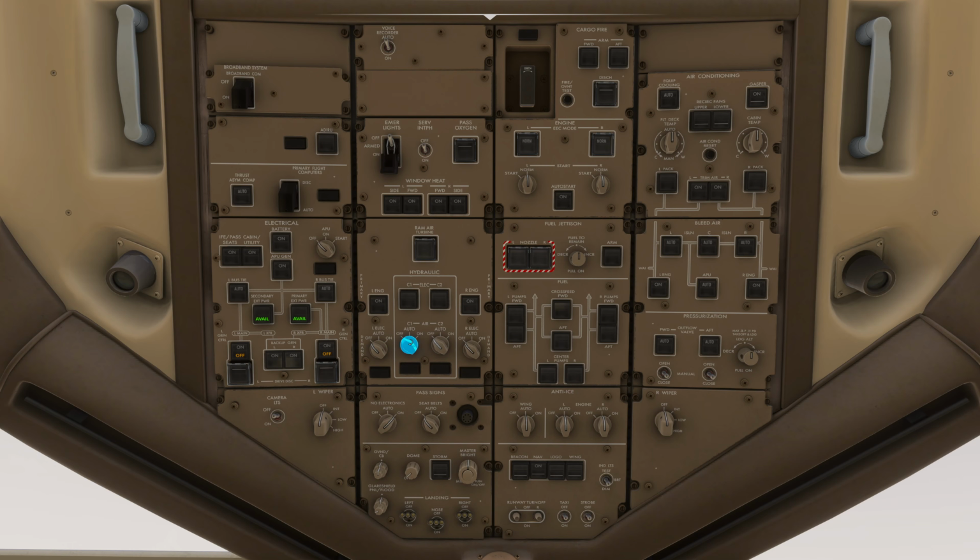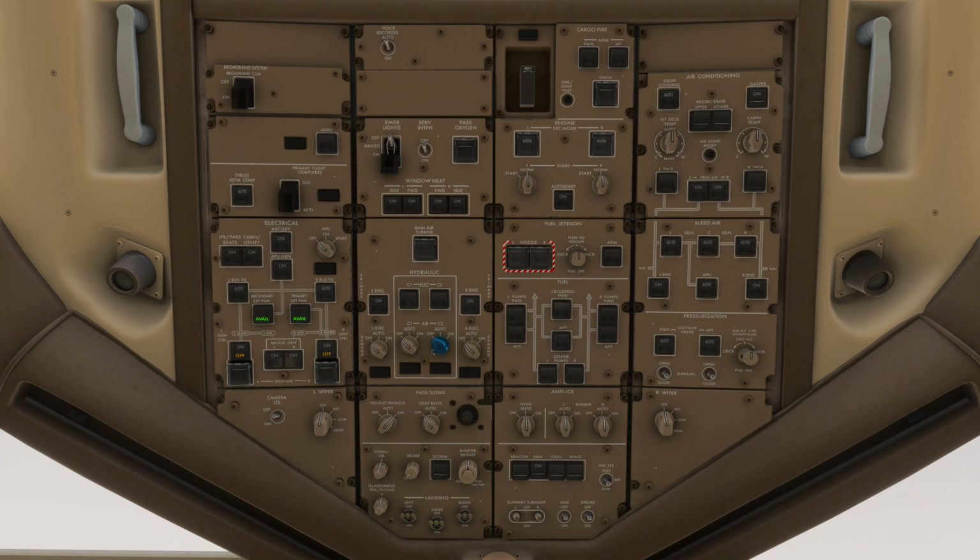You also want them in the off position because in case you do not have GPU or you have to start your APU during your electrical power up, you want to make sure that these pumps are not operating with pneumatic pressure once the APU is started.